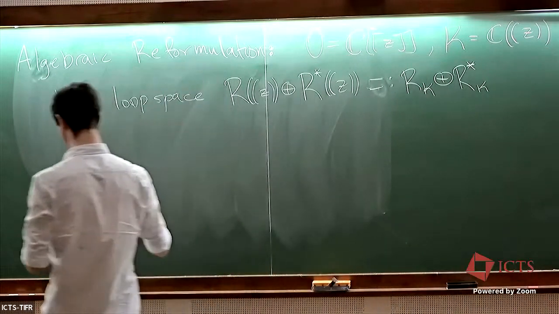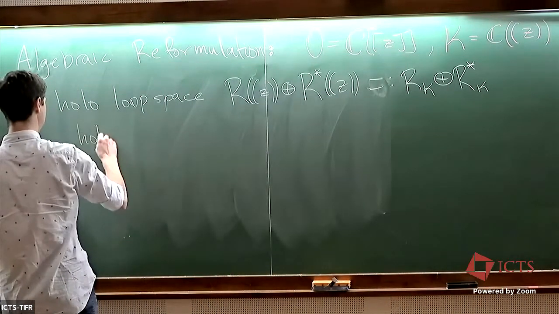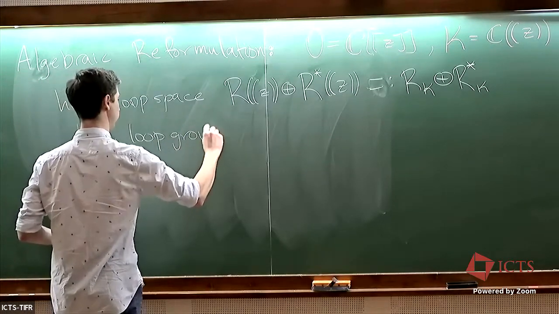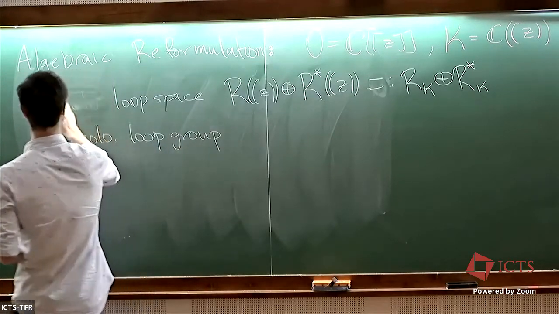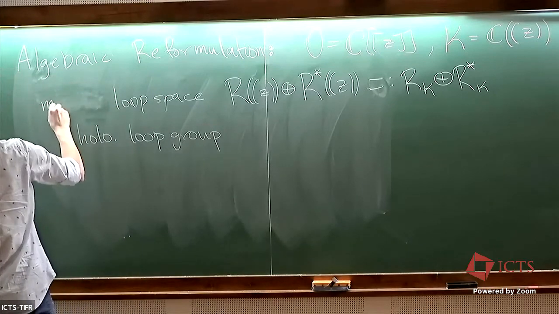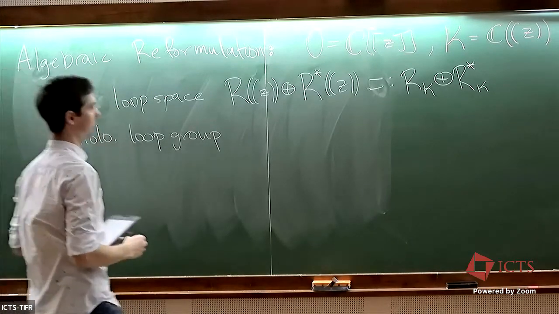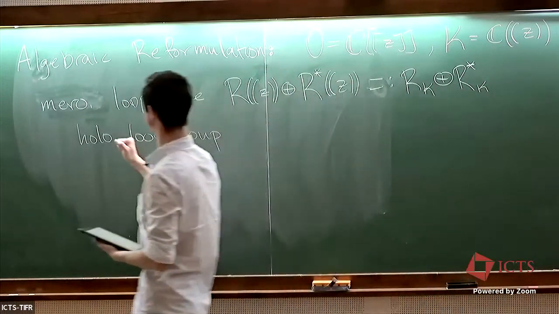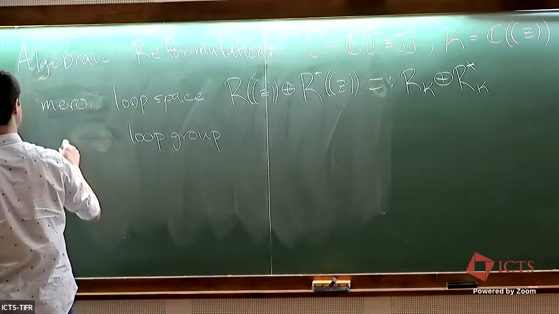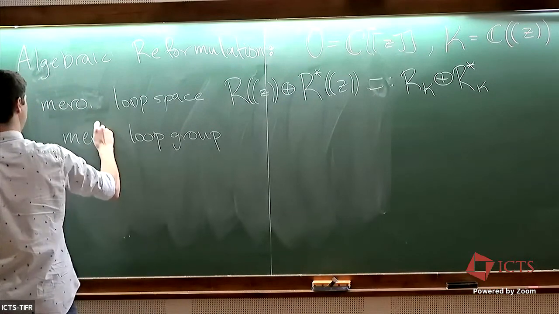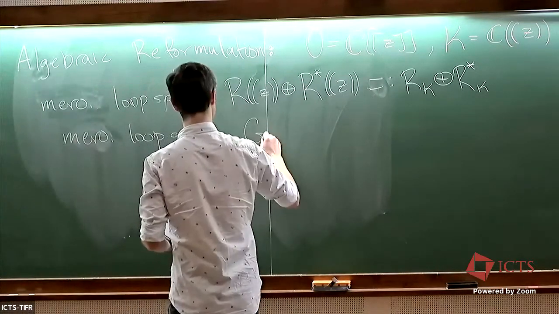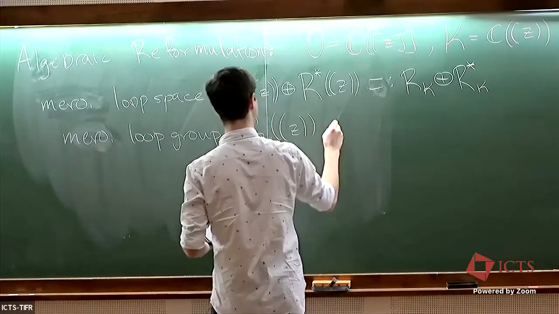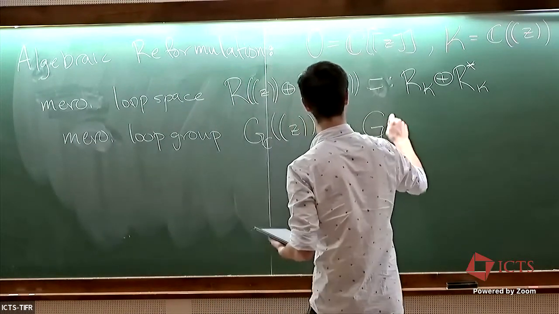And the holomorphic loop group, I guess I should really call this a meromorphic loop space because I'm allowed to have poles. And perhaps I should call this a meromorphic loop group, G((Z)), which I'm going to call G sub K.